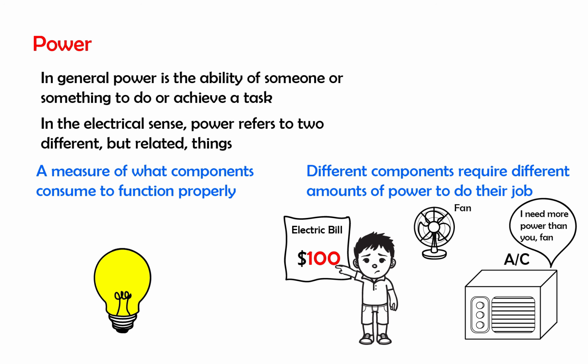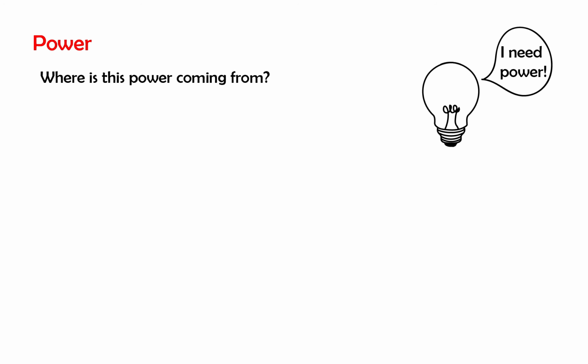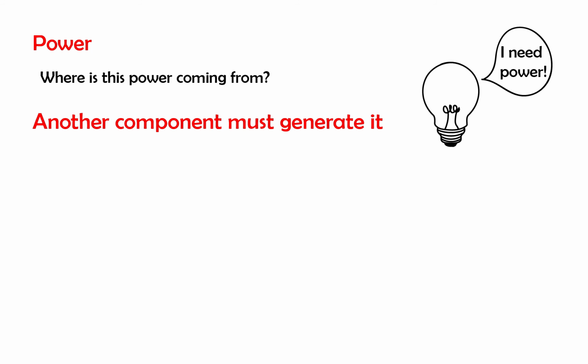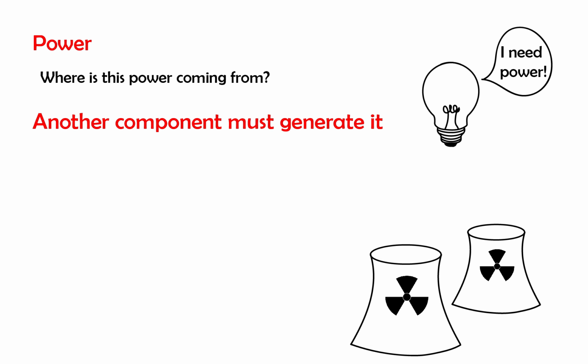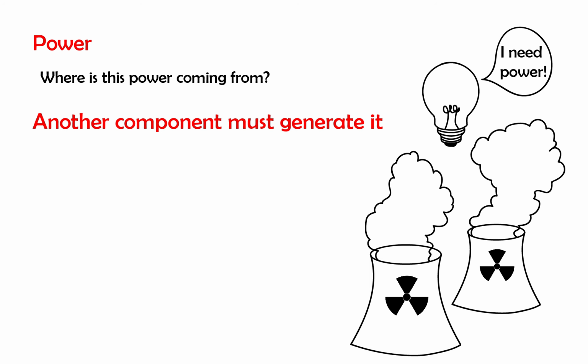When you flip the switch in your house, power is delivered to the light bulb and the light turns on. But where is this power coming from? This question takes us to the second reference of power in the electric world. For a component to consume power, another component must generate it. In your house, you receive power from a power plant. The power plant in turn charges you for the amount of power consumed each month.